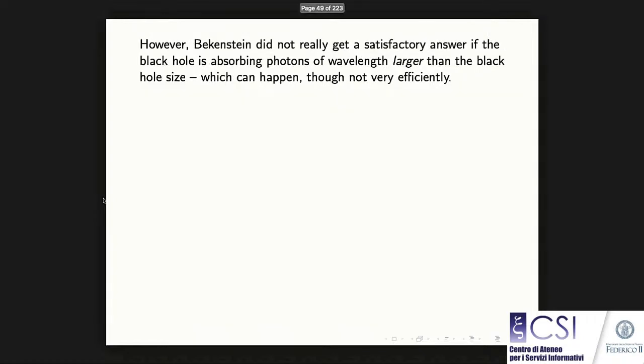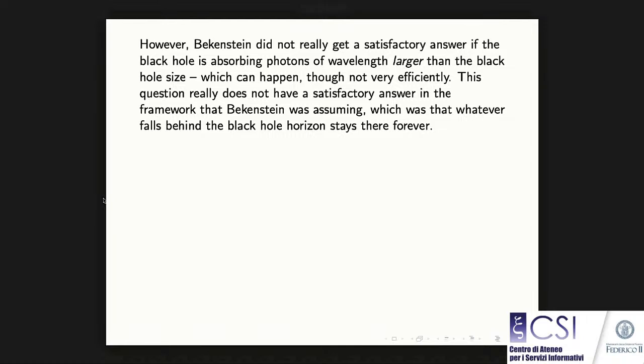Now, a black hole can absorb photons of any wavelength. Photons of very long wavelength are not absorbed very efficiently, but they are absorbed by a black hole. And Bekenstein really did not have a satisfactory treatment of this question. And as became clear a few years later, the question does not have a satisfactory answer in the framework Bekenstein assumed, which was that whatever falls behind the black hole horizon stays there forever.